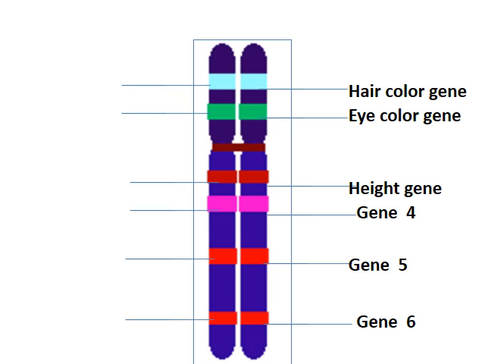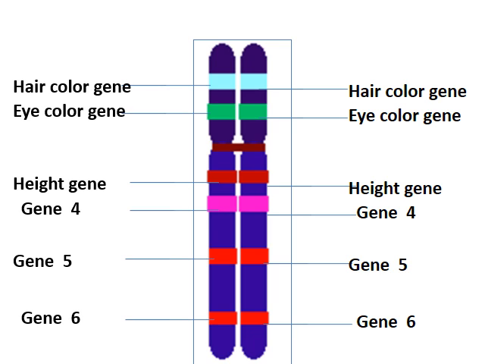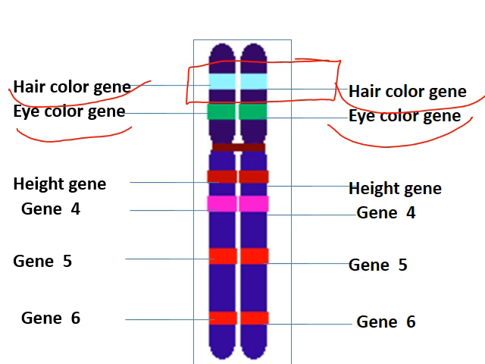Each chromosome carries the same genes. Let's see here, the hair color gene and the hair color gene are present in the two sister chromatids, as you see, in the same position, the same loci. Eye color gene and eye color gene, the same position, the same loci. Height gene and the height gene, they are present in the same position. Gene 4, gene 5, gene 6, and so on.